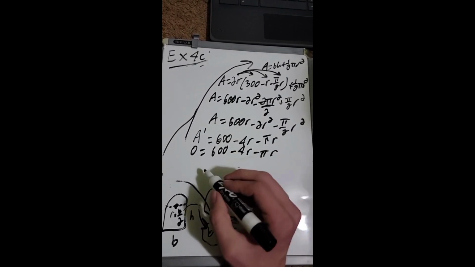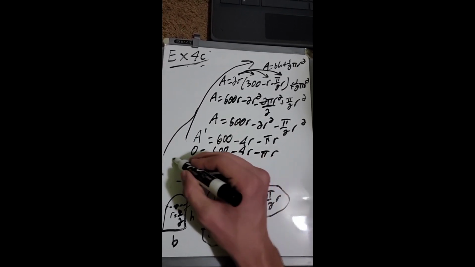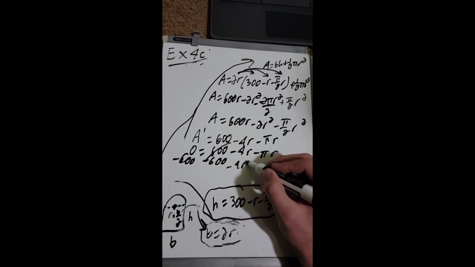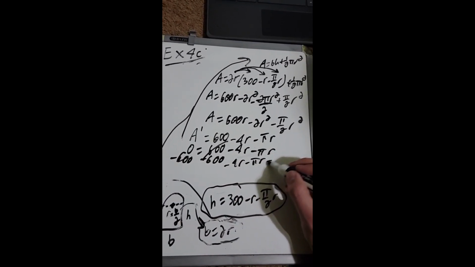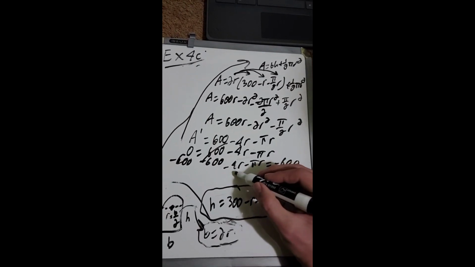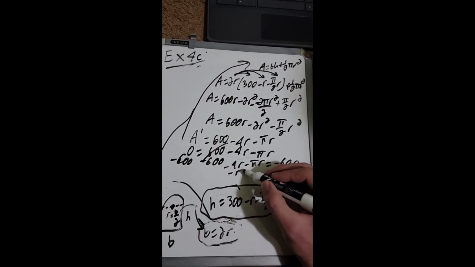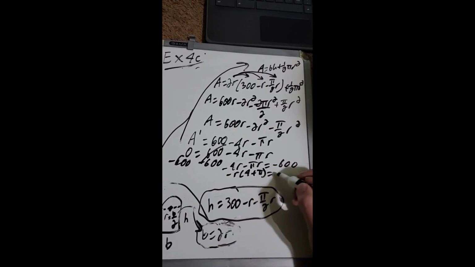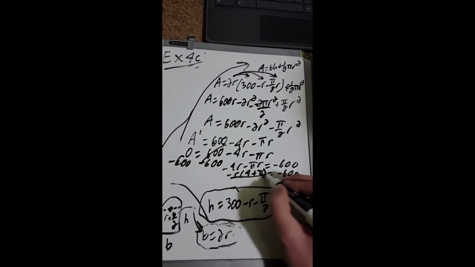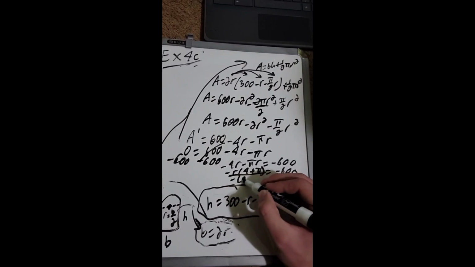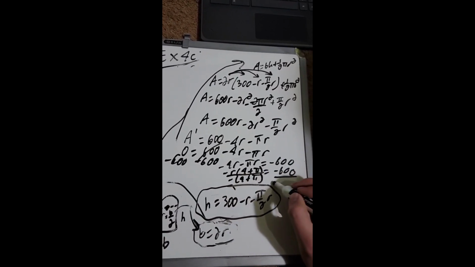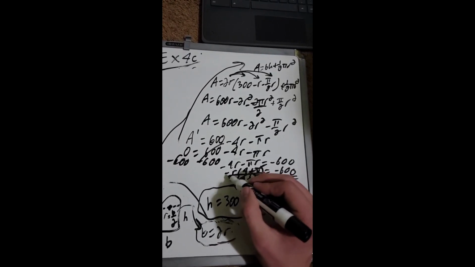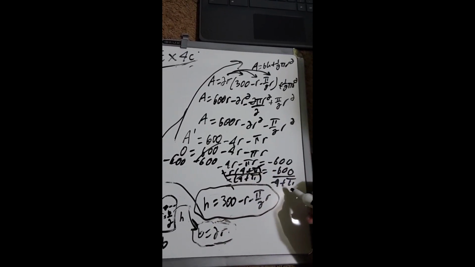Pi r, subtract 600 from both sides, you end up with -4r minus pi r equals -600. Factor out a -r. You're left with 4 plus pi equals -600. Divide both sides by -4 plus pi. -4 plus pi, 4 plus pi cancel. Negative cancels.